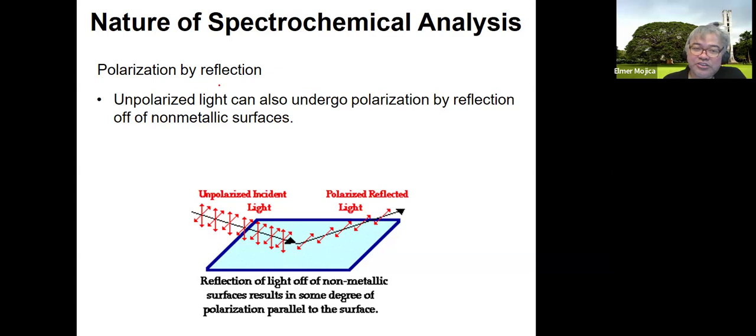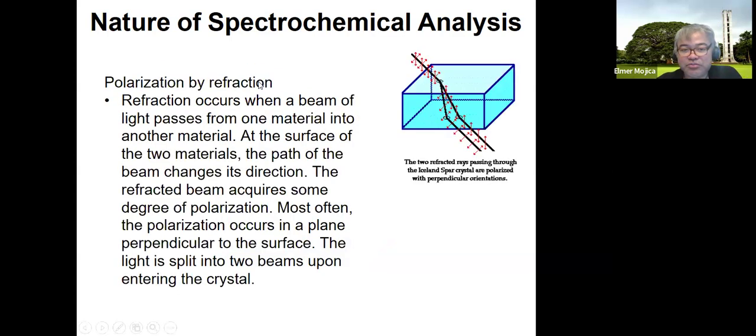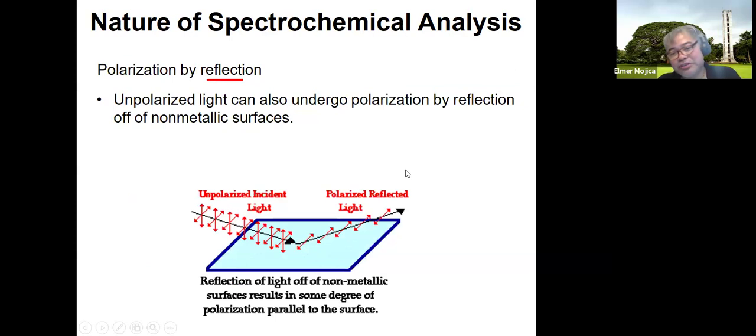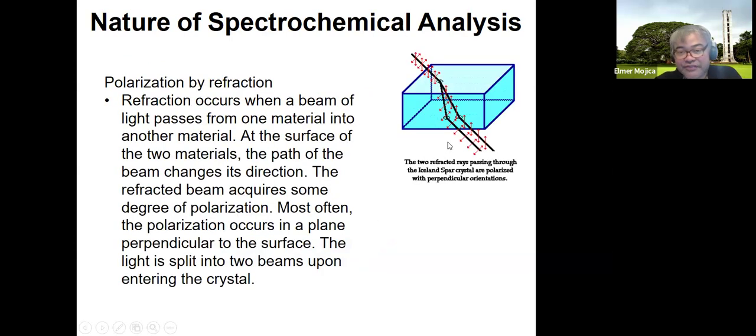Now, if you can do polarization by reflection, it's also possible that you can do polarization by refraction. Okay, so you see from this diagram the difference of reflection and refraction. So the way polarization by refraction happens, okay, is when a beam of light passes from one material into another. So at the surface of the two materials, the path of the beam changes its direction, and the refracted beam usually acquires some degree of polarization, and most often the polarization occurs in a plane perpendicular to the surface. So we could say the light is split into two beams upon entering the crystal.